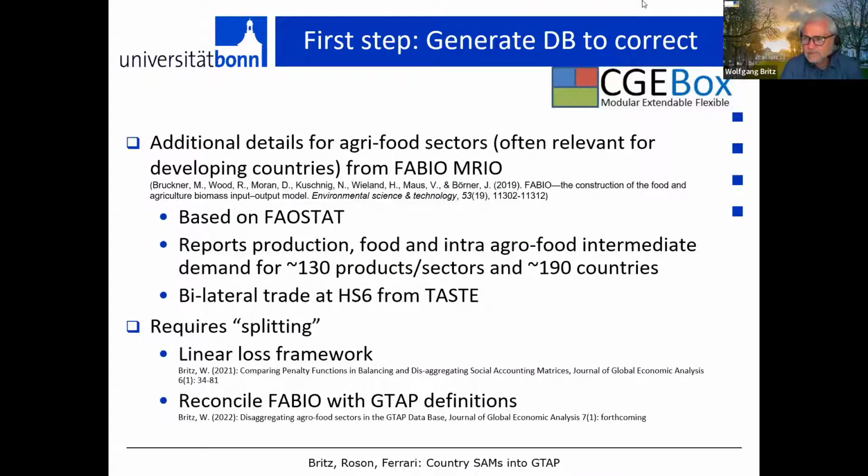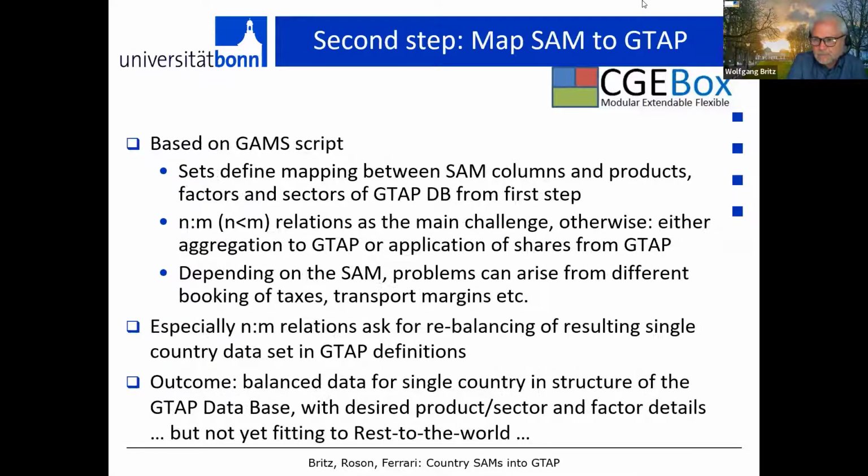With regard to the split, we were lucky for agri-food sectors. There is something out which is called the Fabio MRIO, which was released by Martin Bruckner and friends. That's open source, that's based on FAOSTAT, and it has a lot of agri-food data. Yeah. Then you need on top a splitting machine such as SplitCom from GTAP, or in our case, we use something which is inbuilt in CGE box, yeah, which matches the Fabio definitions to the GTAP definitions, and then basically derives split factors from the database. So now you have this database, and now you have the SEM. So what do you do?